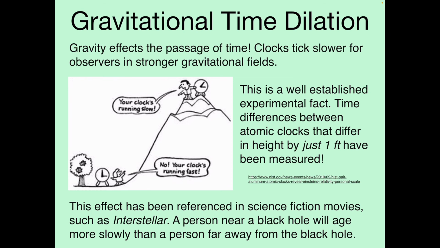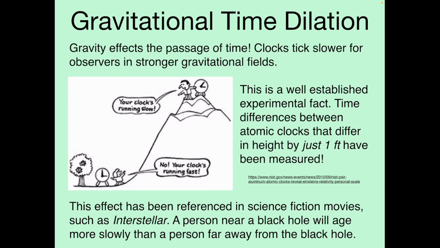And as a result of that, this person's clock at sea level is going to tick slower. It's going to run slower than this person's clock. That difference is what we call gravitational time dilation. So at this point, gravitational time dilation is a very well-established fact. It's been tested out experimentally many times, and it works exactly how Einstein predicted.